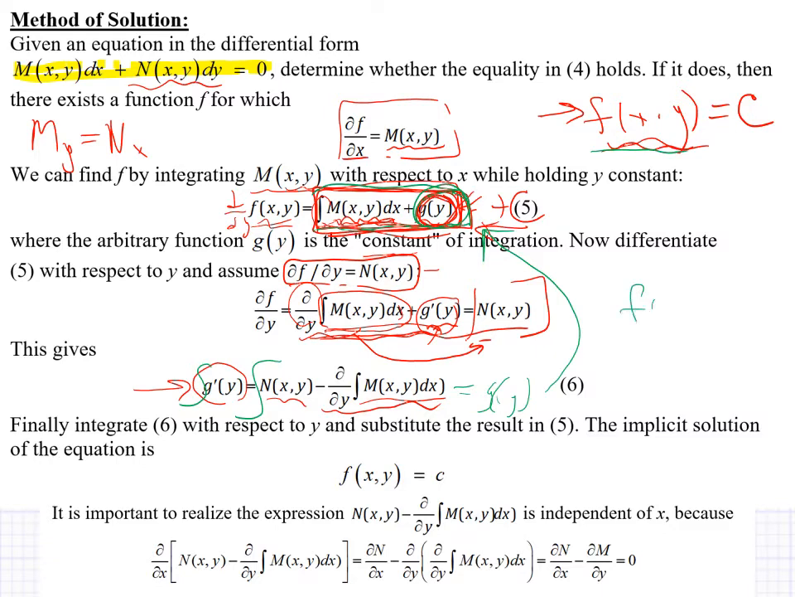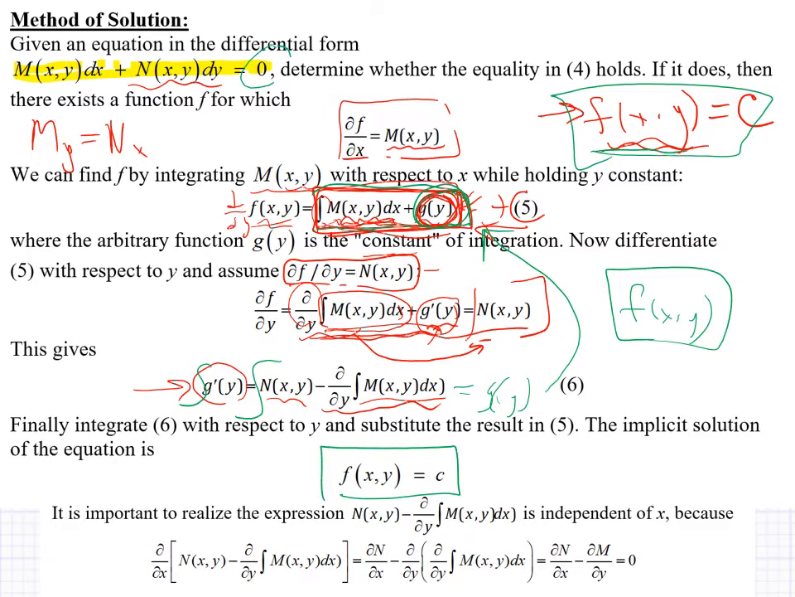But once we build the function f of xy, the solution isn't f of xy, but remember, instead it's f of xy equals c because of the right-hand side. So once we do that, we have our solution. And so understanding that this is how we're going to get this done is one way of looking at this.